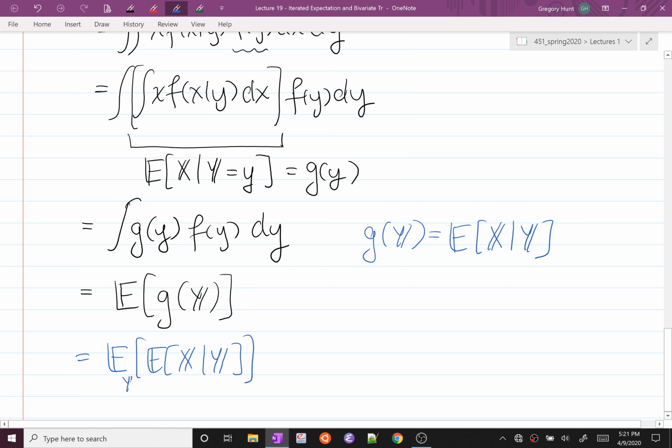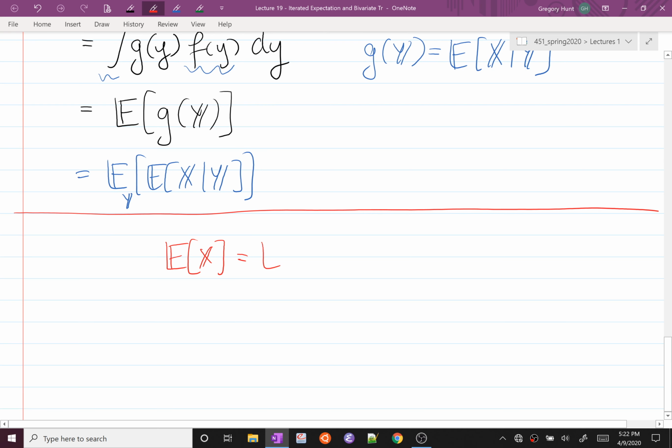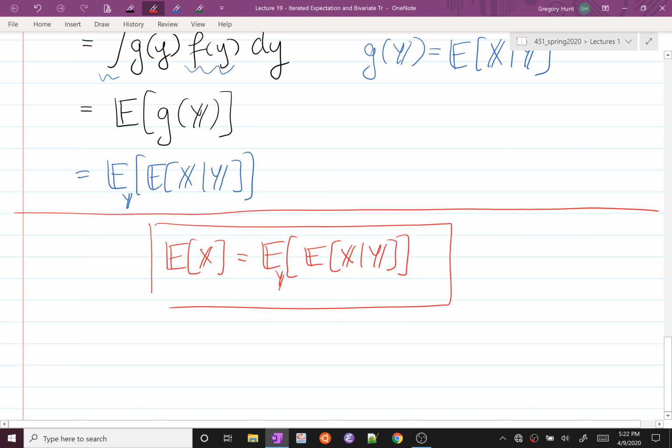And I'm going to put a little subscript y here to remember this outer integral depends on y, right? There's an f of y here. So that's the theorem. So one more time, the theorem, which we're going to write and then do some examples, is if I want the expected value of x, but I don't know the marginal distribution of x, if I know something about y and I know something about x given y, I can calculate expected value of x using my iterated expectation formula. Iterated expectation.